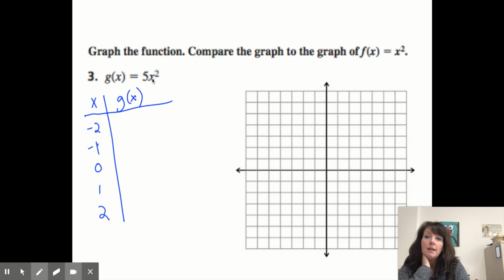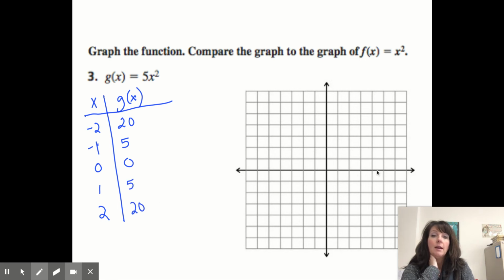So when we have -2 times -2, right, that's what it means to take x squared, is 4. 4 times 5 is 20. -1 squared is 1 times 5. 0 times anything, so we have 0. And then again, whether it's positive, we have this.